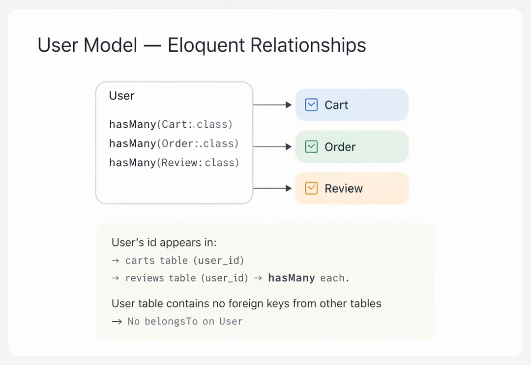The user model has no belongs to relationships because the user table doesn't contain foreign keys from other tables, but the user's own ID appears in three places: the carts table, the orders table, and the reviews table. So the user model has many carts, many orders, and many reviews. The user model, like the shop model, is a parent in all its relationships. Other tables reference it, not the other way around.